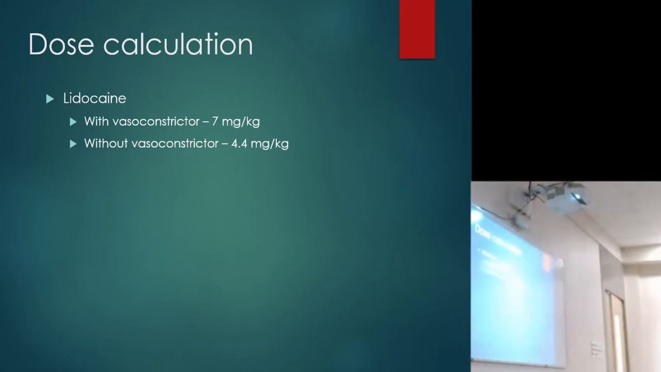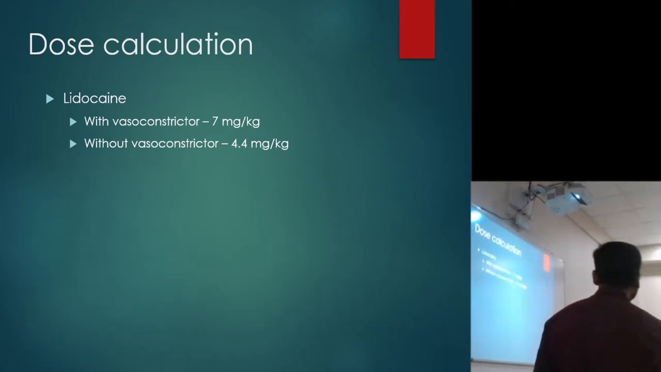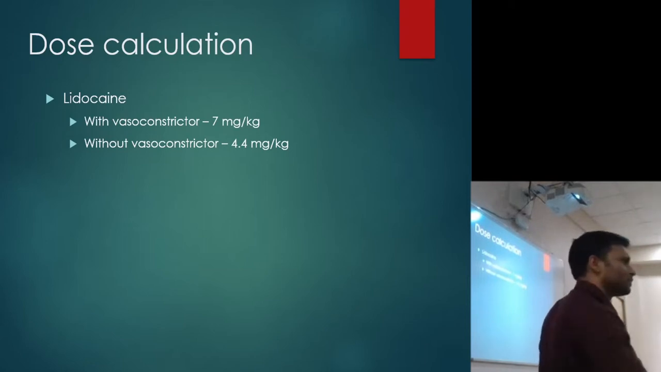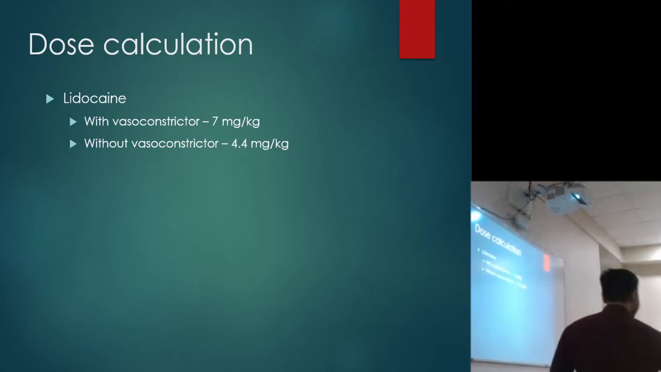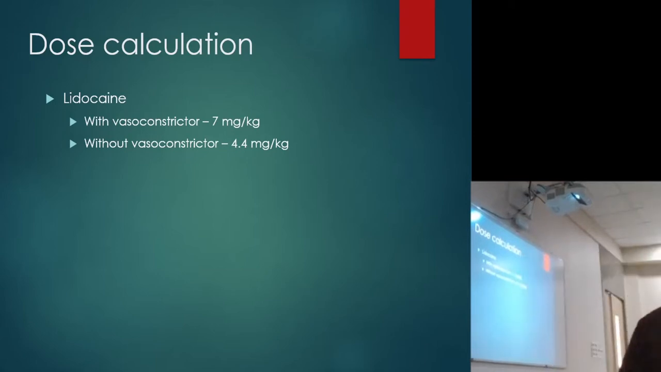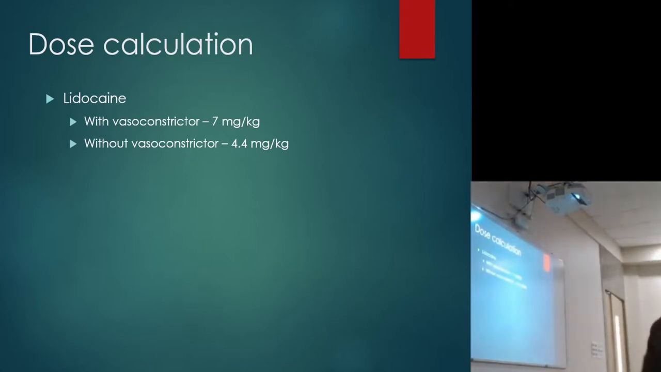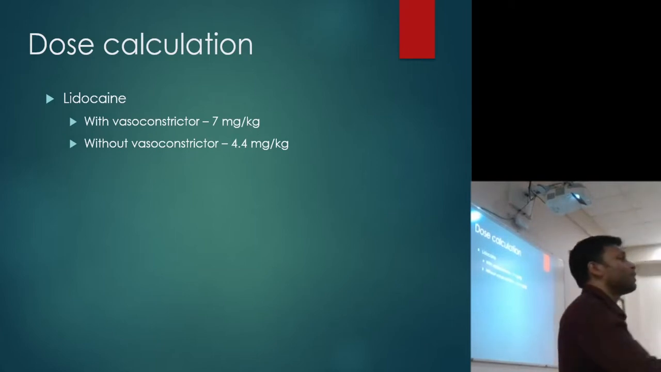Lignocaine, we're going to talk about lignocaine क्योंकि हम सबसे ज़्यादा वही यूज़ करते हैं. So with vasoconstrictor, maximum recommended dose is 7 mg per kg of body weight of the patient. Okay, so अगर patient 1 किलो का है तो 7 mg dose देंगे, 1 किलो का patient नहीं होता है. So if the patient is 70 kgs, 70 into 7, 490 mg is to be given to the patient. That is with epinephrine. Without epinephrine, without vasoconstrictor, it is 4.4 mg per kg.